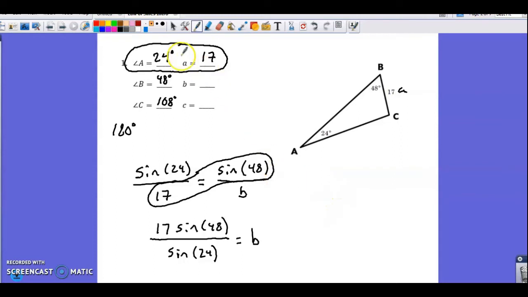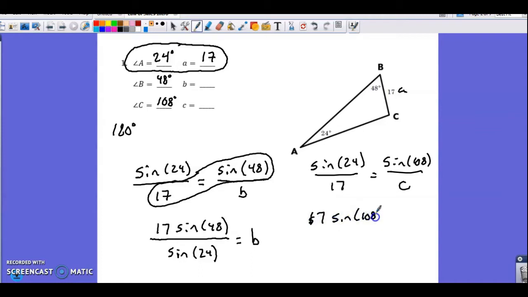But the other one, again, always start with the pair you know, which would be sine of 24 over 17 equals, and now to get C, you would do the sine of 108 over C. So that would end up being 17 sine of 108, so cross multiply, divide by what's left over. Make sure you include sine with that, not just 24, but the sine of 24. That will equal C.